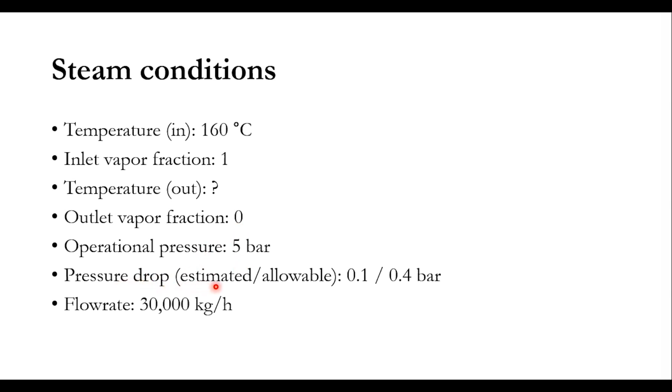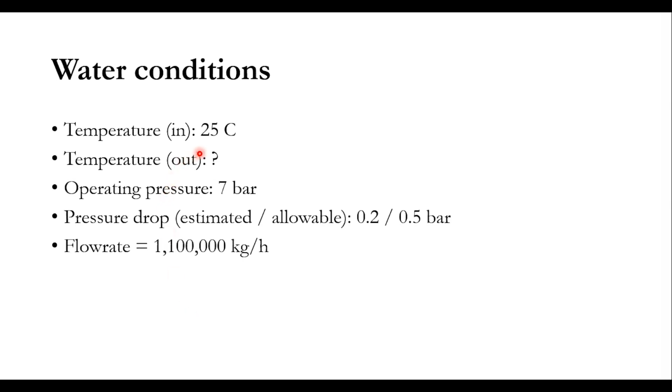The estimated pressure drop is 0.1 bar, while the allowable is 0.4 bar, and the flow rate of that stream is 30,000 kg per hour. So these are the conditions of the steam which needs to be cooled down in a plate and frame heat exchanger. For water, the inlet temperature is 25 degrees centigrade. Again, we do not know the outlet temperature. The operating pressure is 7 bar. The estimated pressure drop is 0.2 bar, while the allowable is 0.5 bar, and the flow rate, as you can see, is a huge one given to us.